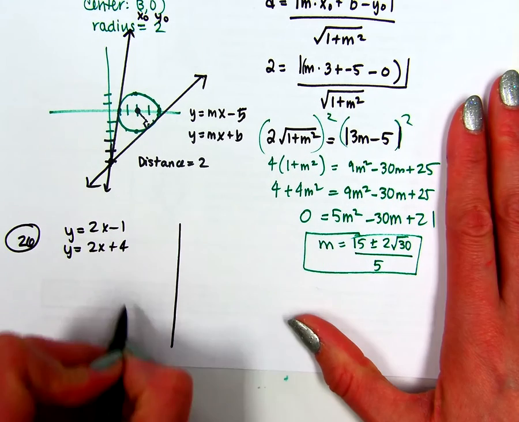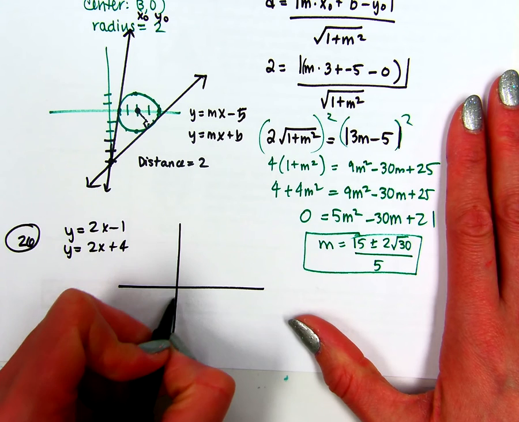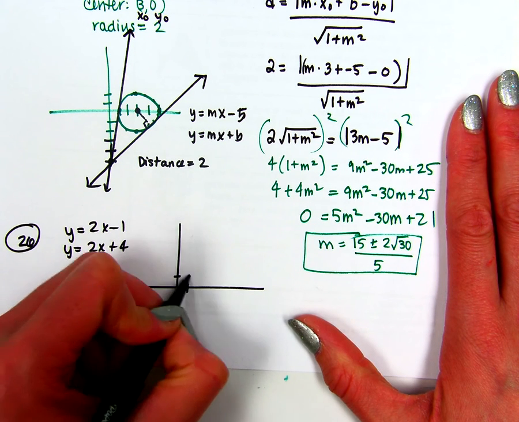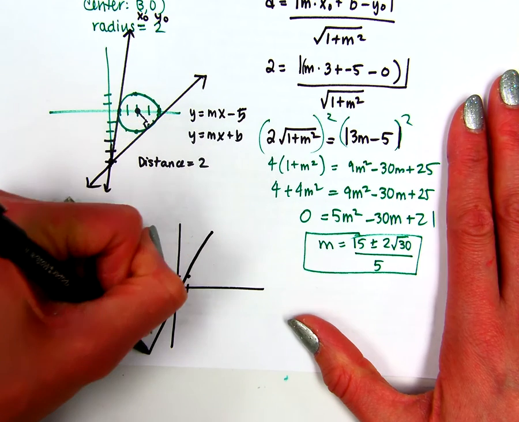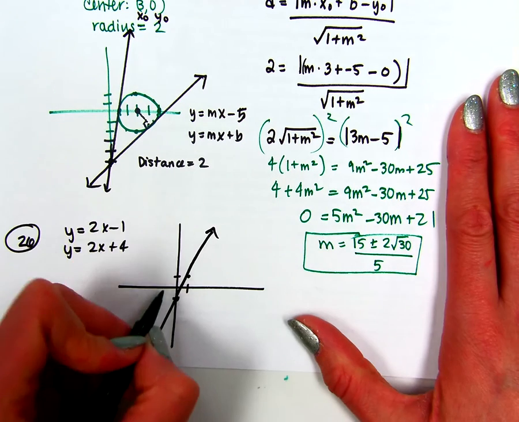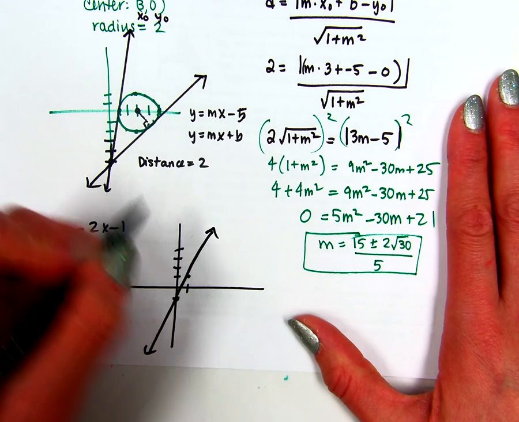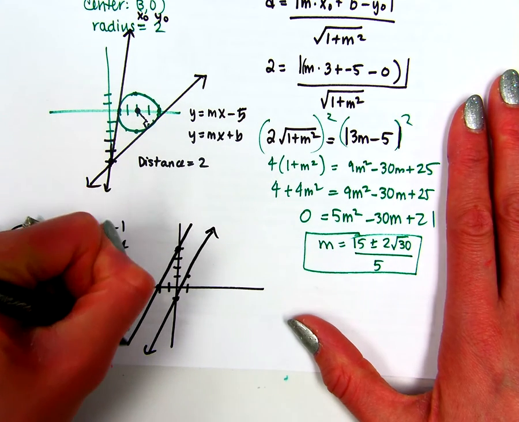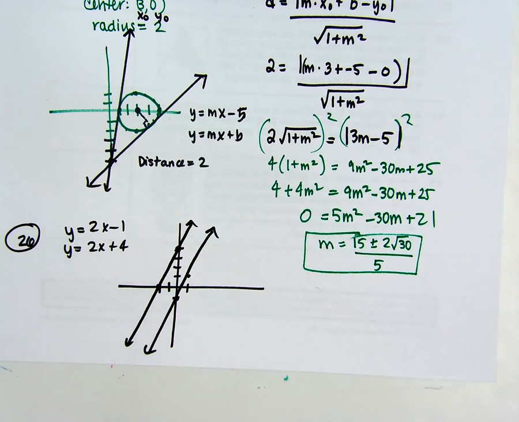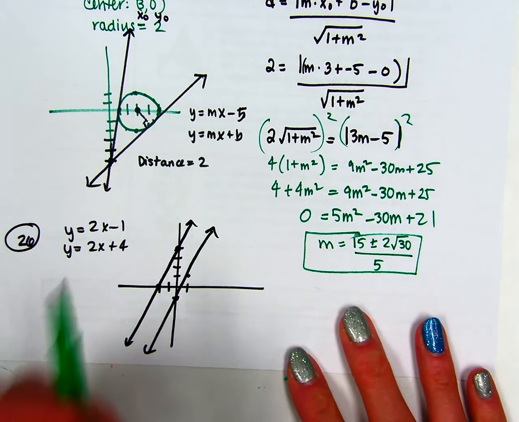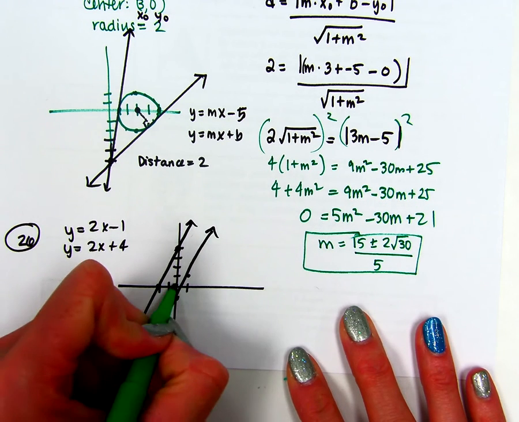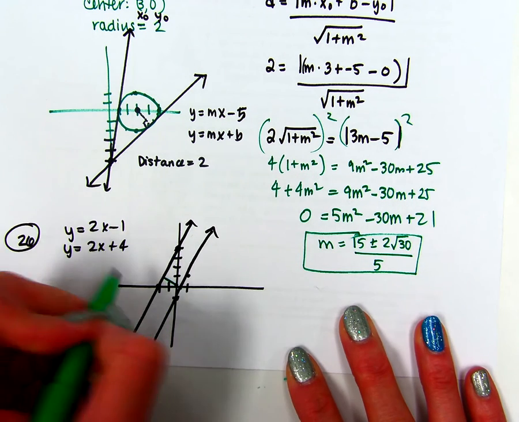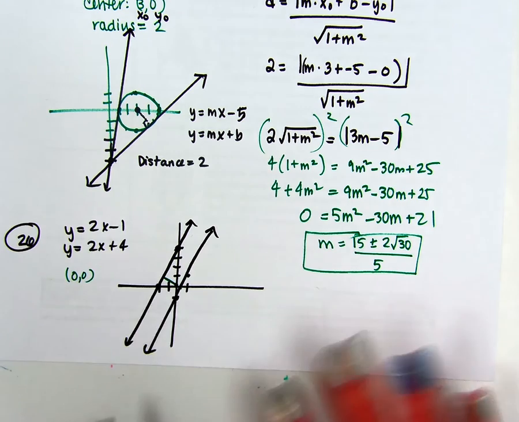All right, so 2x minus 1 would start at negative 1. It would go up 2 and over 1. All right, so there's line 1. And line 2 would have the same slope, but it would go over here. All right, so it says find the distance between the origin and each line. So that's an easy thing. We're going to find this distance, and we're going to find this little tiny distance. All right, so origin's obviously 0, 0. So let's just start with this one.